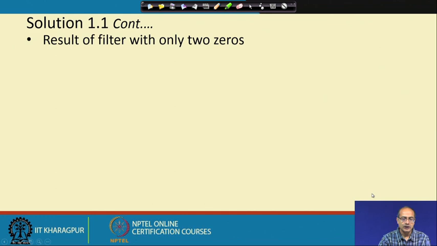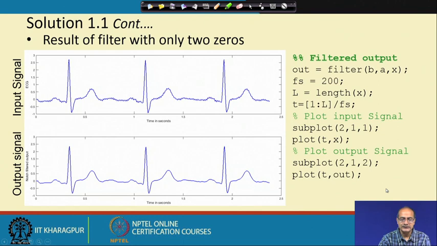So, first let us look at the output, how successful it was. In the output signal, as we have taken a small number of cycles, we can see the undulations more clearly. That undulation has gone. So, this notch filter with two zeros is pretty much successful in eliminating that power frequency noise.